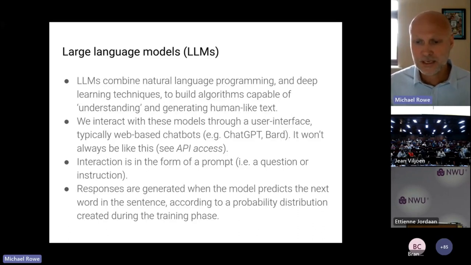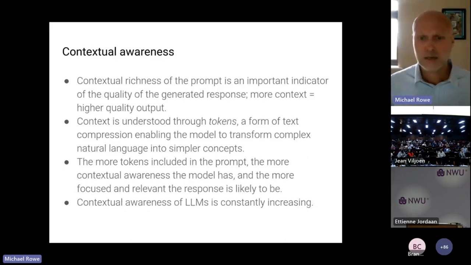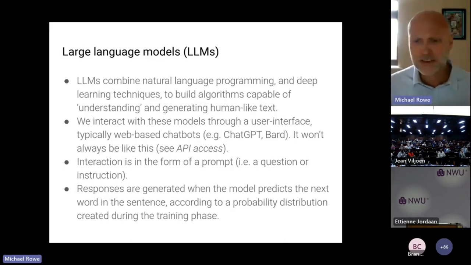The way that the model works is that it predicts the next word in the sentence. And at the moment, that's all that language models do. They're next word predictors. And they do this according to a probability distribution that was created during the training phase. So basically, when you ask ChatGPT a question, it doesn't refer to a database and pull out an answer. It looks at the contextual relevance of words in the prompt that you use, and then it starts generating text based on the probability distribution of the average of all human conversation that has been used in the training phase.